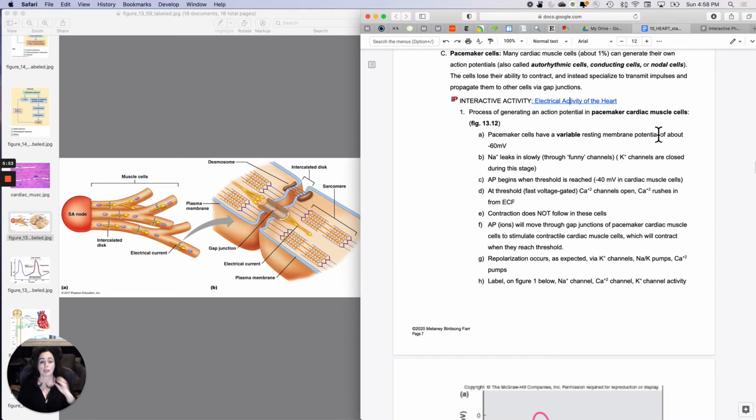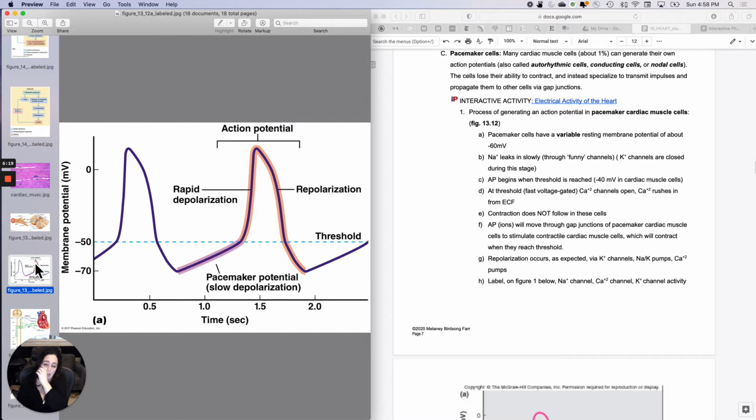Okay, so I want to talk about the process of generating an action potential in pacemaker cells. How do these cells, like the SA node, a little blob of cells, generate an action potential, and then what do they do with it when they have generated one? So, the process of generating an action potential in pacemaker cardiac muscle cells. The first thing is to look at this graph, which will introduce us to pacemaker action potentials and also a little bit to membrane potentials in cardiac muscle cells.